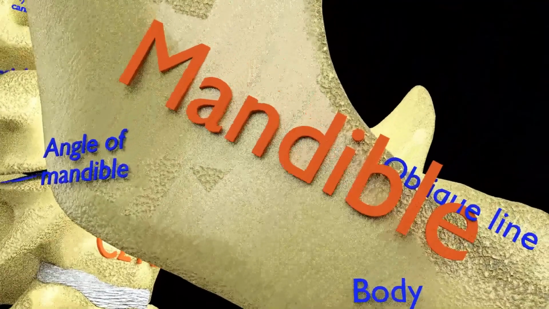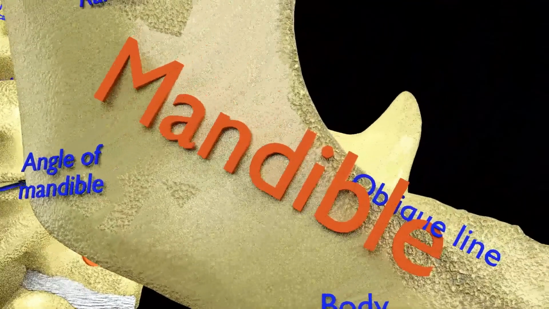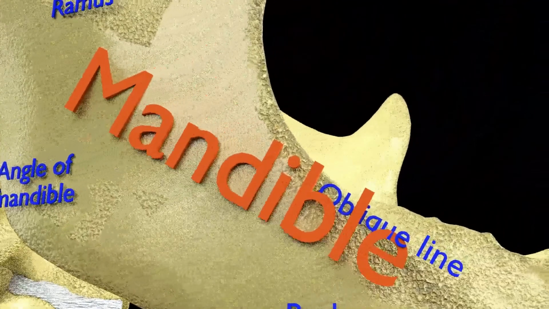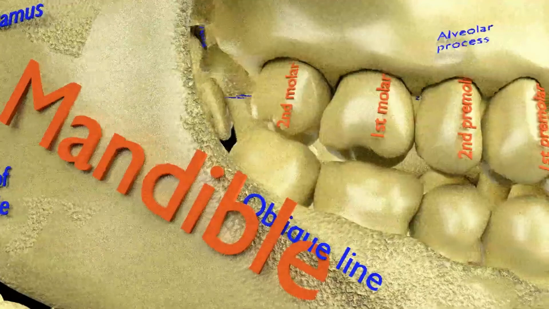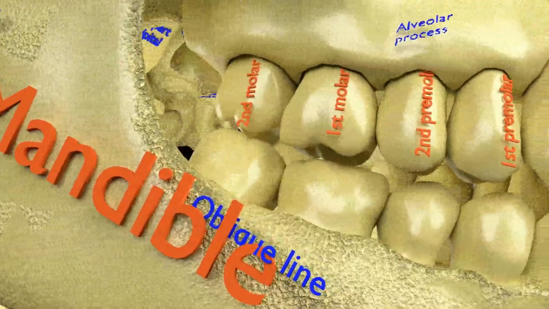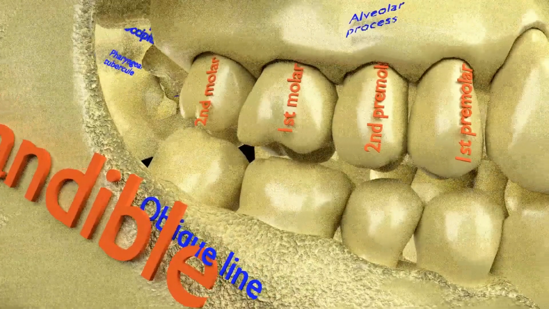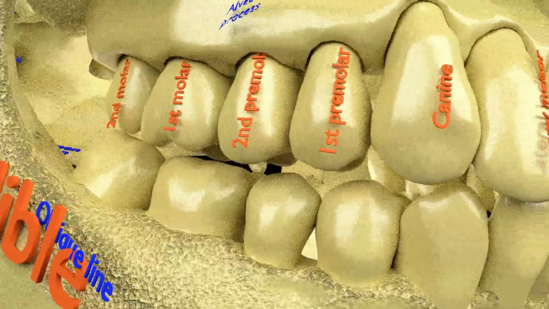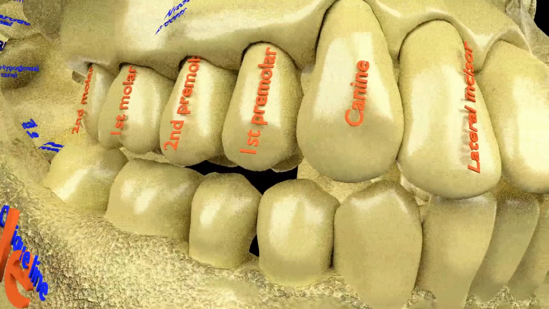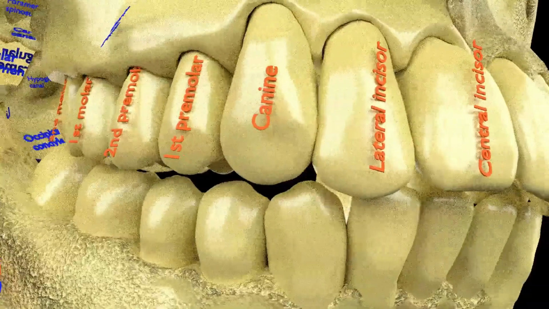Now I will talk about the facial bones. They consist of a single mandible and vomer and pairs of maxillary, zygomatic, nasal, lacrimal, palatine, and inferior turbinate bones. The mandible is the largest bone of face.